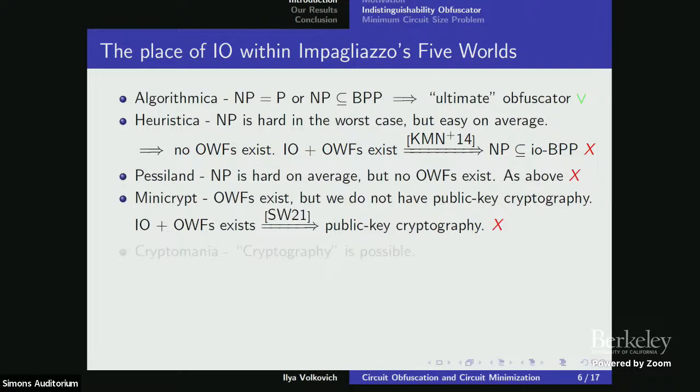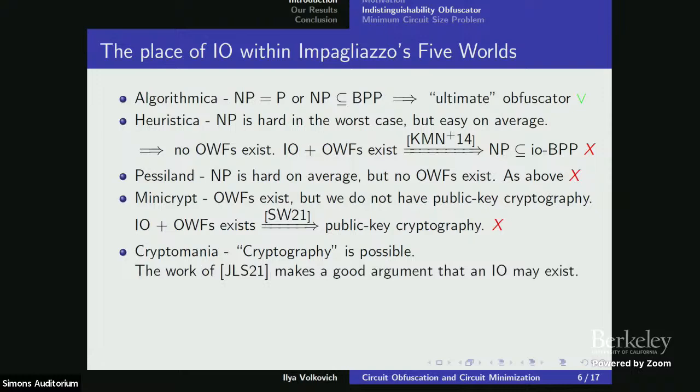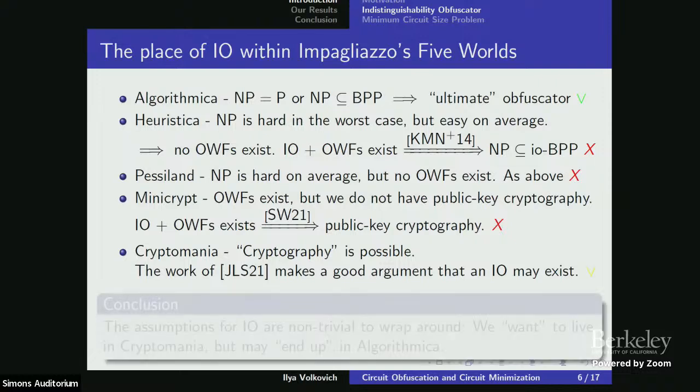What's left? What's left is where I think if I ask most of you here, you're all going to say we live there. We live in Cryptomania. So Cryptomania is where cryptography is possible. We have one-way functions, public key encryption, all the nice things. And the recent work, the great work of Rachel and colleagues, makes a great argument that IO may exist. I'm going to apologize to you, Rachel, because I'm only going to put it in yellow, because it's still under assumption. Here it's not, but here it's under assumption, so you're going to forgive me.